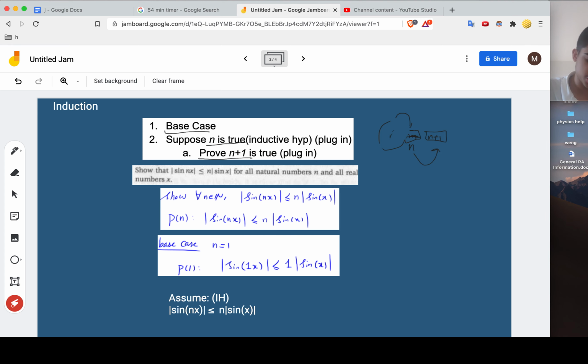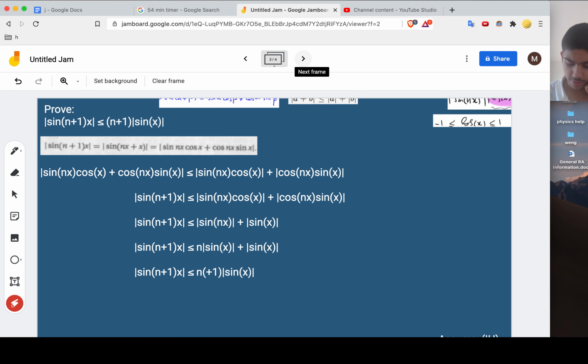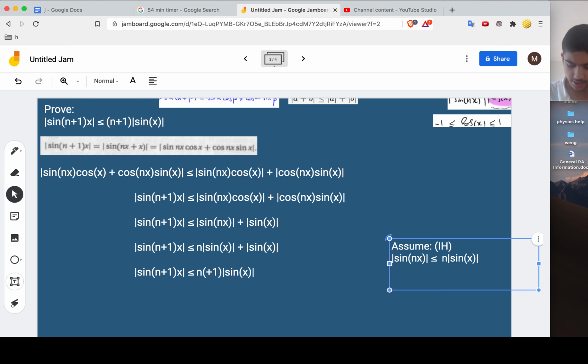This is how induction works. You find one base case, and you prove that everything after the base case is true. That means it works for all cases, so it's true for all natural numbers n. So we have our inductive hypothesis right here, and we can use it whenever we want.